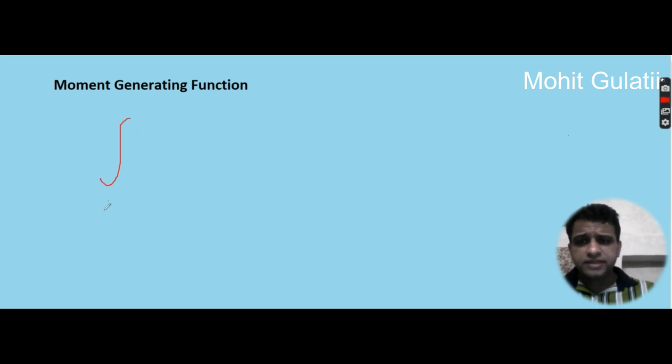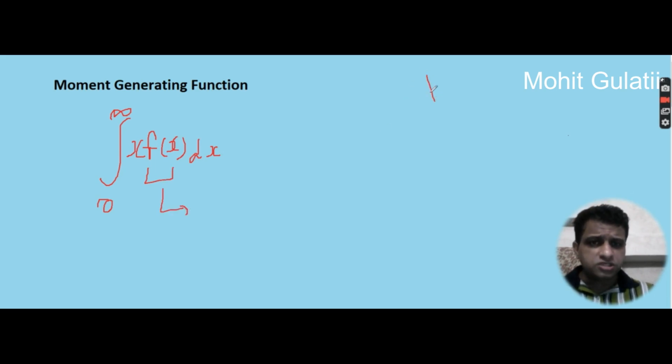Today I'll explain the moment generating function, why we need it, and how it's helpful for us. Suppose I have to find the mean of any distribution, let's say the exponential distribution. I can simply apply this formula: integral from 0 to infinity of x f(x) dx. Here f(x) is the PDF of the exponential distribution.